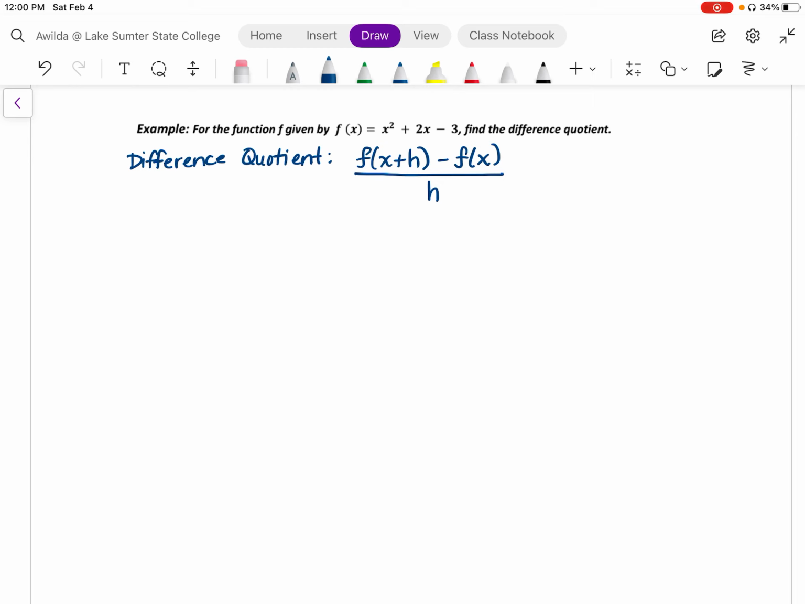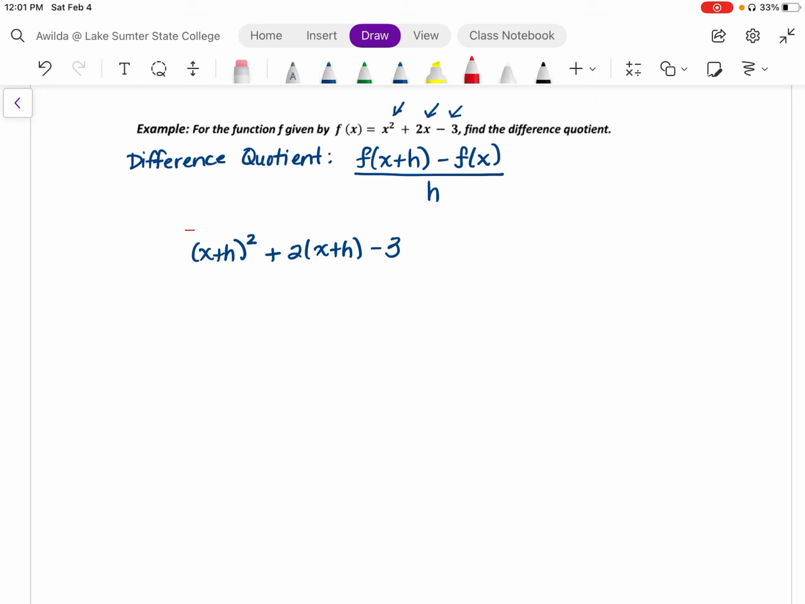So in this case, the rule is you take your input and square it. Then you take the input, multiply it by 2, and add it to the first result. And then finally subtract 3. So let's work on f evaluated at x plus h. You're going to first square the input, then multiply the input by 2, add those together, and then subtract 3. So this is f evaluated at x plus h.